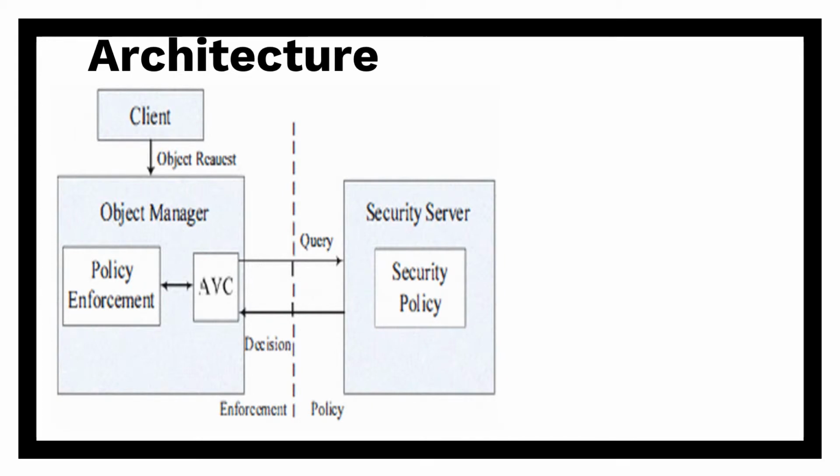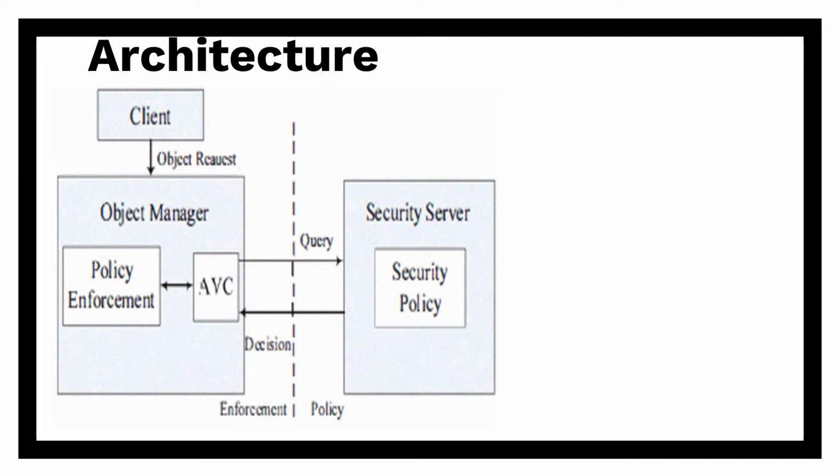What the AVC, the access vector cache, does is store access decisions made by the security server for subsequent access checks. This helps to improve performance. So when a request is made by a client or an object trying to access a resource, the object manager queries the security server, which houses the security policies, and makes a decision based on the context in the security policy pertaining to the object trying to access that resource or process.